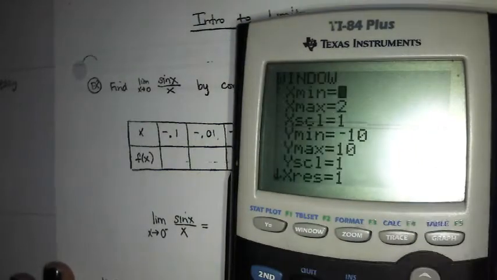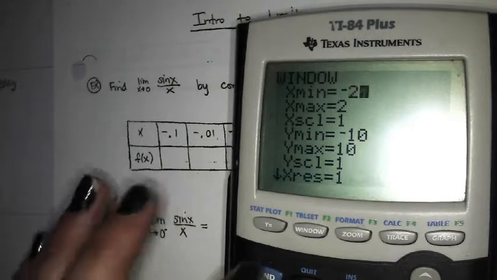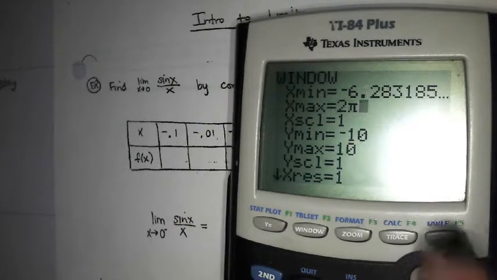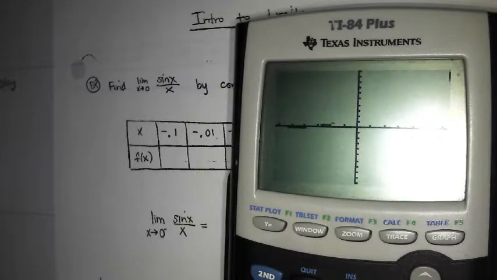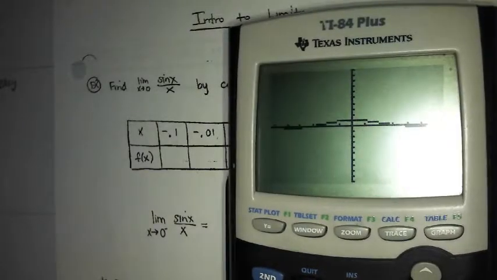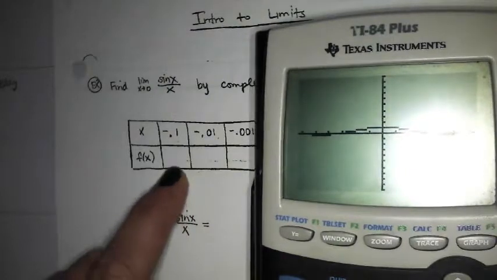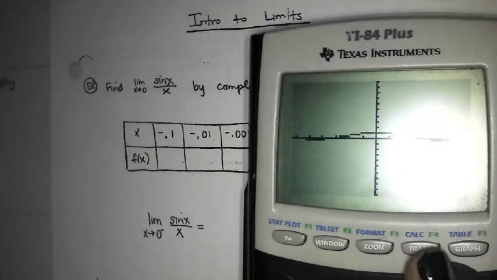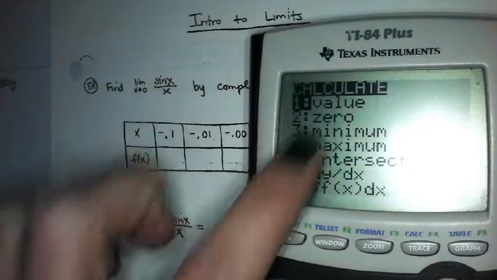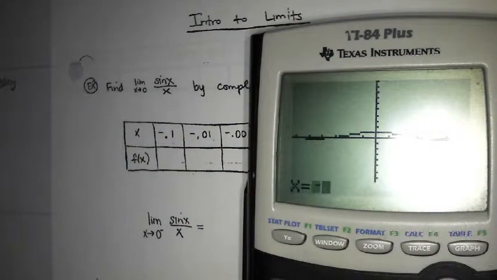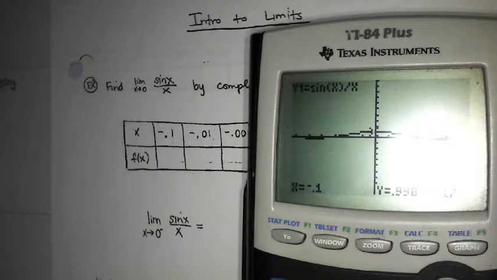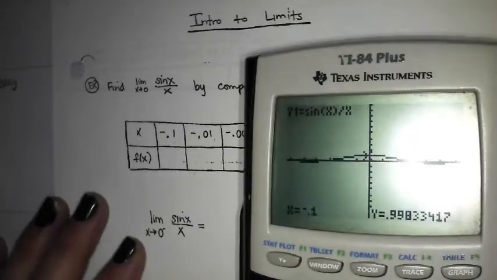Let me do something different. I'm going to do negative 2 pi to 2 pi. Okay, so to fill in our table of values, second trace will allow you to just pick which value you want to look for, negative 0.1. When you plug that in, we get 0.998.